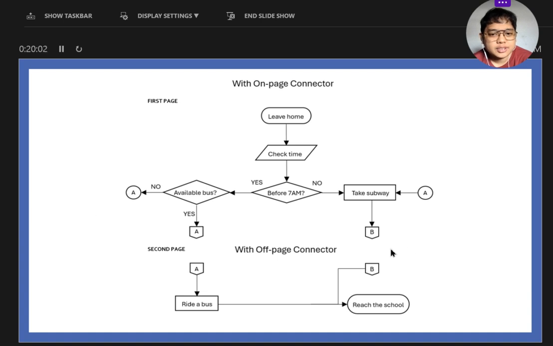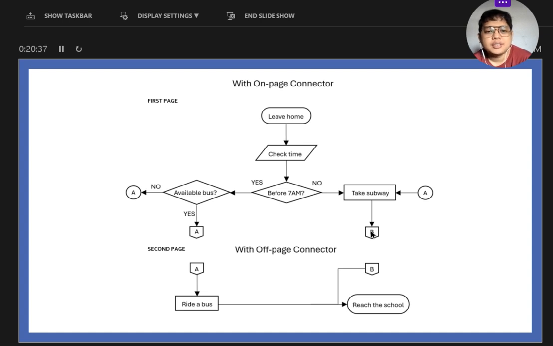So consider that this is one page and this is another page, or the second page and the first page. Now, we start with a terminator, this one to leave home, then a data symbol to check time. Then the next process is the decision: is it 7 a.m. or not? We need to identify which of these two paths will meet the condition.